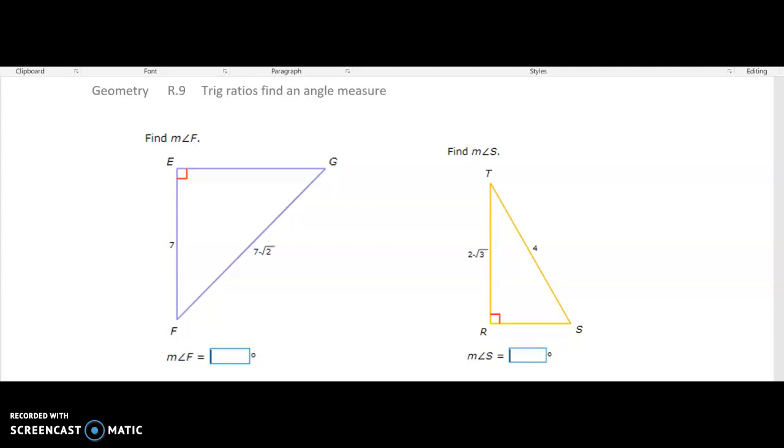We're going to find angle measures today on R9, and it should be super easy since we've done some of this already. Okay, so trig ratios, find an angle measure. Let's see, find angle F.